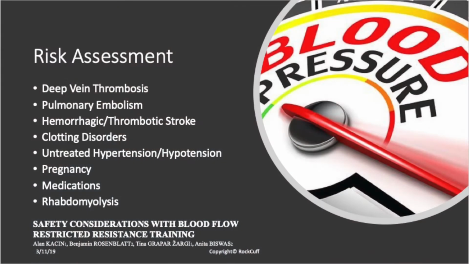Let's take a look. Deep vein thrombosis. Obviously, we don't want to be restricting blood flow in those folks. Also, if they've got a pulmonary emboli or a history of that, hemorrhage or thrombotic stroke, clotting disorders, if they're on clotting medications, that can also increase bruising, untreated hypertension or hypotension, pregnancy, certain medications, and rhabdo. So all of these are part of our risk assessment that we need to make sure that we include as a part of our intake form or our medical history, making sure that we clarify this.